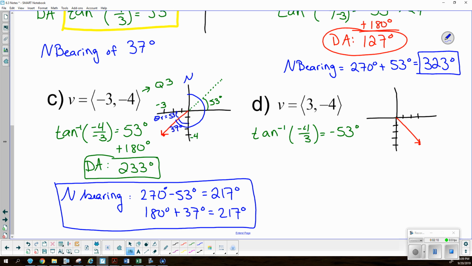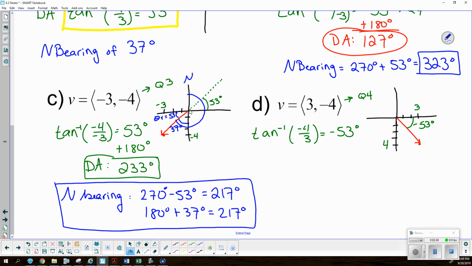All right, in example D, we now have a vector that went 3 units to the right and 4 units down. And our calculator, when we did tan inverse of -4 over 3, gave us -53 degrees. Well, that absolutely is the direction angle because we have a vector that is heading in quadrant 4. I am okay with you giving me -53 degrees.